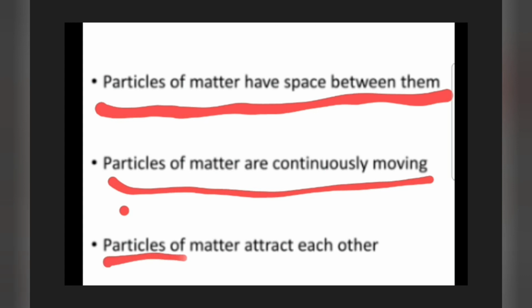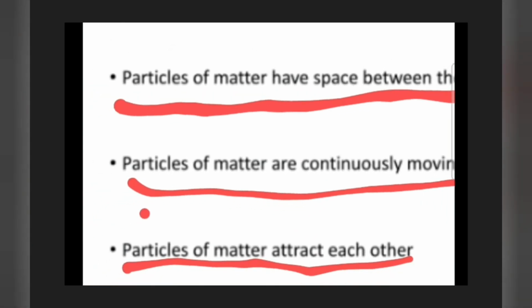Next one, particles of matter attract each other. For this, take an iron nail. The iron nail is very strong because it is made of iron, and if you want to break it, it is not possible. Why has it become so strong? Because its particles are very strongly held together. If you take a chalk piece and try to break it, it is very easy to break. Why? Because the particles inside the chalk piece are very loosely held, so you find the chalk piece very smooth.